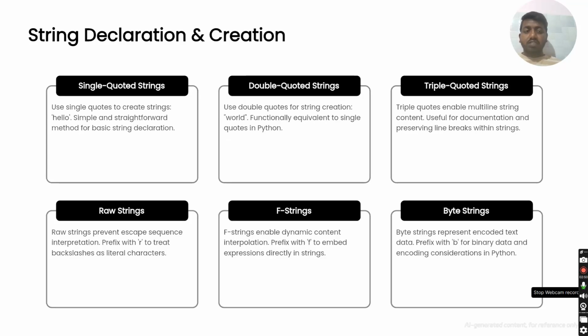So string declaration: single quotations, double quotations, and triple quotations, as I already mentioned. Raw strings prevent escape sequence interpretation. Prefix with R to treat backslashes as literal characters. F strings enable dynamic content interpolation. Prefix with F to embed expressions directly in strings. Byte strings represent encoded text data. Prefix with B for binary data and encoding considerations in Python.